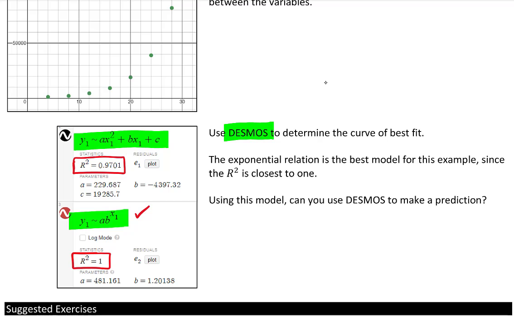So that means our equation is y equals, we put in our a value, so this is our initial value, 481.161, times 1.20138, our growth factor, to the exponent x. So then using this model, we can either sub in an x value. So for example, we can say let x equal some number. We can put that into Desmos and find the point of intersection of that x value and the line of best fit.